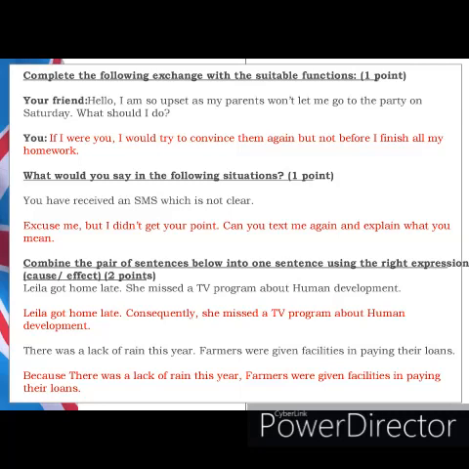I opted here for a very common example, which is conditional type 2. If I were you, I would.